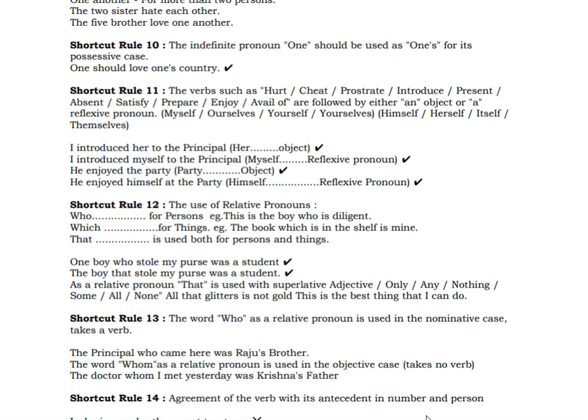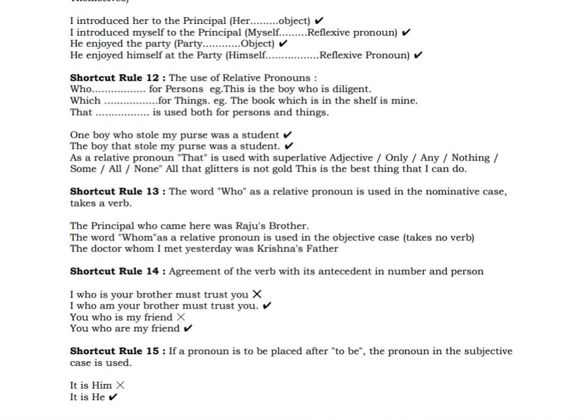So let's go to next rule. Rule number 13. So some more rules are there. Let's go to those rules now. Rule number 13. The word who as a relative pronoun is used in the nominative case. That takes a verb. So here, the principal who came here was Raju's brother.